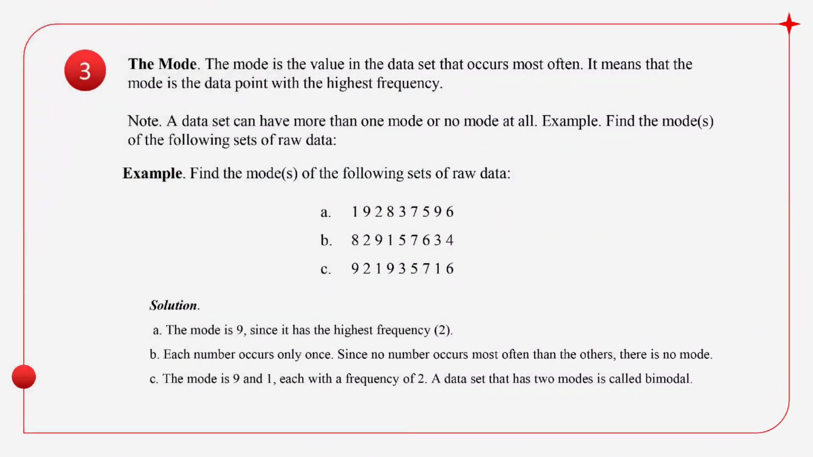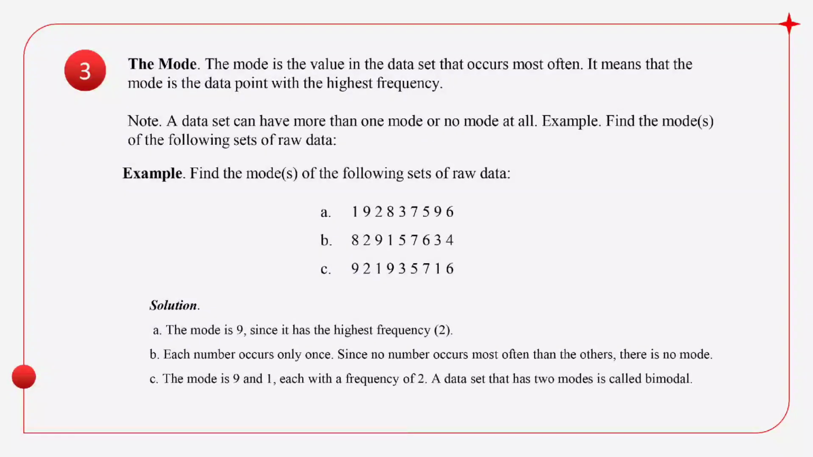Number 3, the mode is the value in the dataset that occurs most often. It means that the mode is the data point with the highest frequency. Note, a dataset can have more than one mode or no mode at all. Example: find the modes of the following sets of raw data. In letter A, the numbers are 1, 9, 2, 8, 3, 7, 5, 9, and 6.